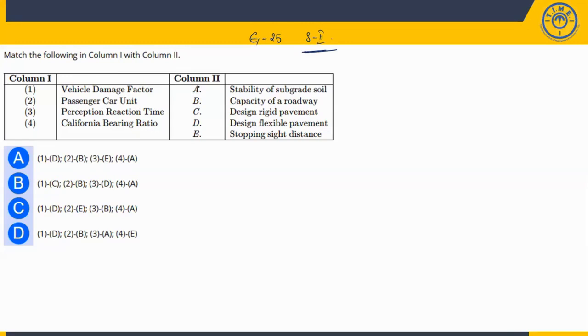Definitions, I can say. In column 2, you have what it is dependent on, what it is related to: stability of subgrade soil, capacity of roadway, design of rigid pavement, design of flexible pavement, stopping sight distance. Try to match these things and tell me the answers. This is a simple fundamental question on this concept. Tell me the answers, my dear students.